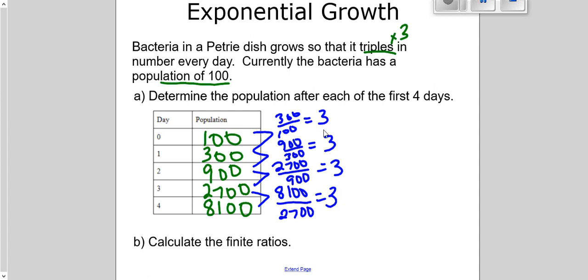And it makes sense for us to get this number 3 because the number that should come up should be the exact same number as what the descriptor was. And it was telling us it was tripling, so we should see that that ratio is a 3.